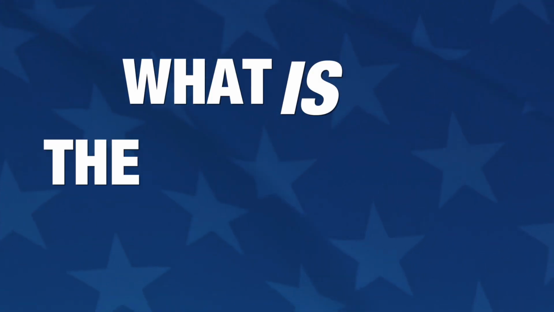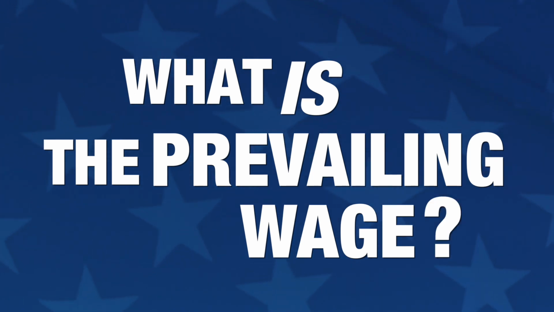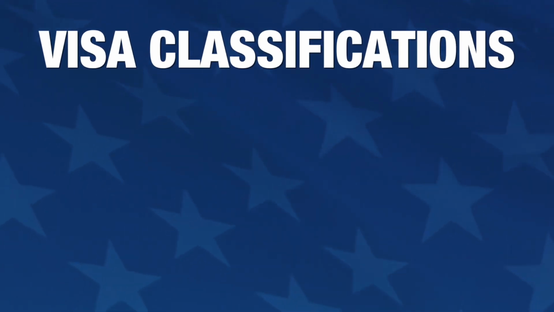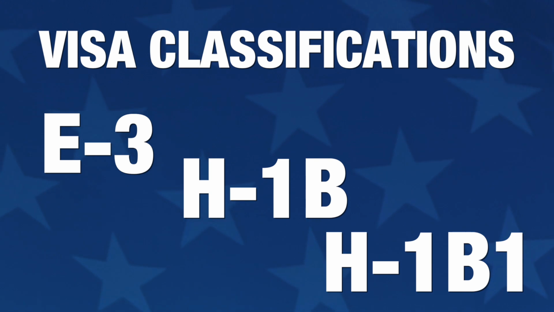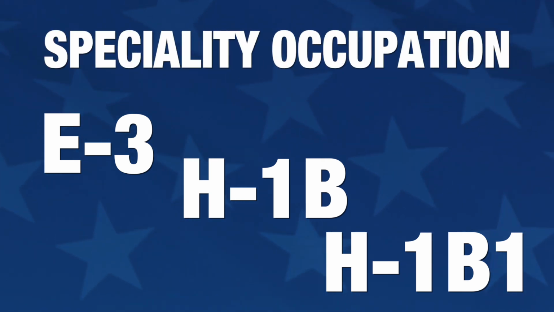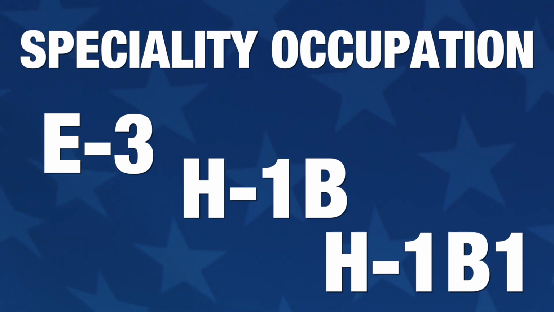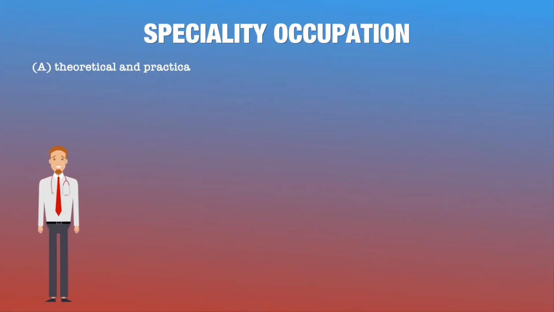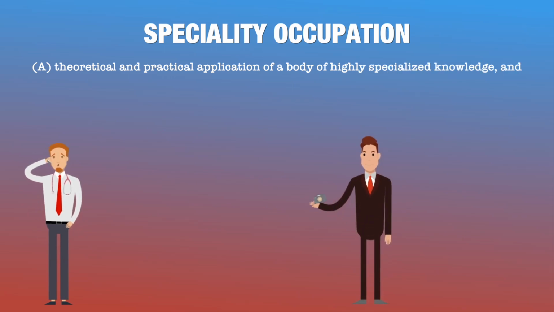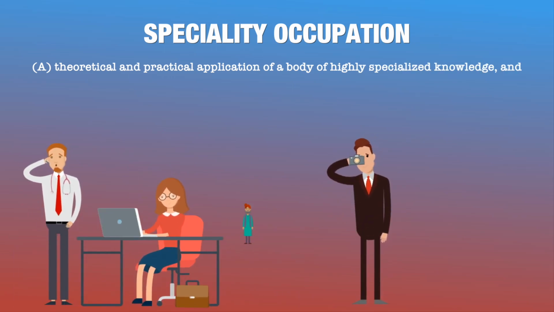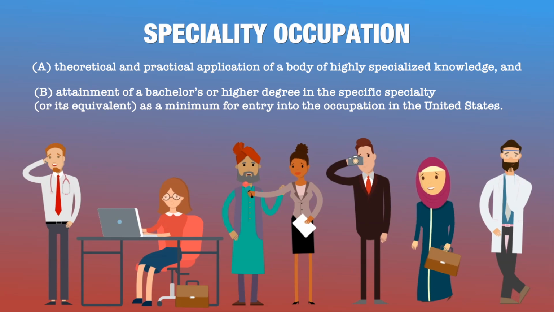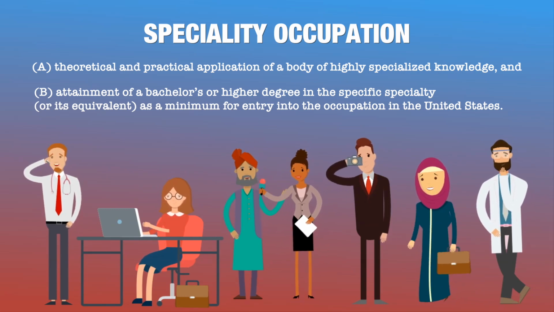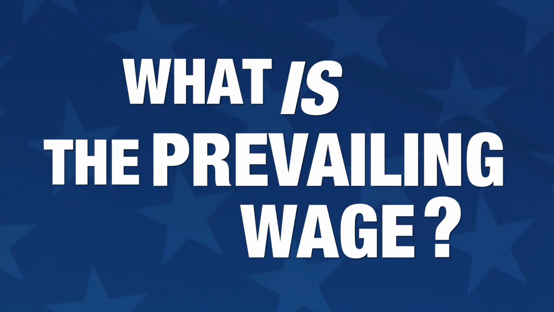So, what is the prevailing wage? Before we get to that, first we need to define the visa classifications we are talking about today. The E3, H-1B, and H-1B1 are visa classifications for individuals who will be employed in a specialty occupation, which is an occupation that requires A. Theoretical and practical application of a body of highly specialized knowledge, and B. Attainment of a bachelor's or higher degree in the specific specialty or its equivalent as a minimum for entry into the occupation in the United States. So back to our question. What would be the prevailing wage for a specialty occupation?